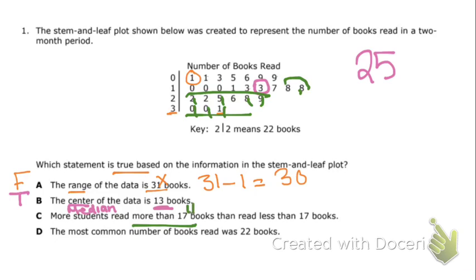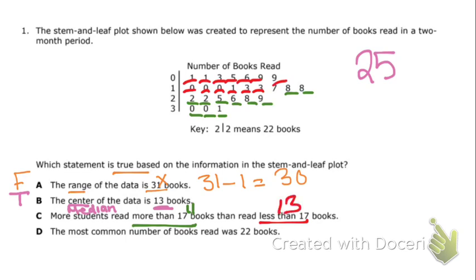And then less than 17 are going to be 1, I believe I miscounted this. More than 17 is 1, 2, 3, 4, 5, 6, 7, 8, 9, 10, 11. Yeah, it's 11, that's correct. And then less than 17 is going to be 1, 2, 3, 4, 5, 6, 7, 8, 9, 10, 11, 12, 13. 13. And 11 is not more than 13, so that's false.